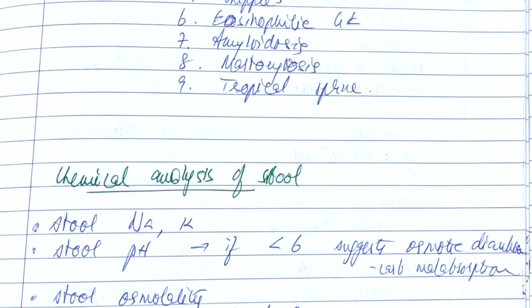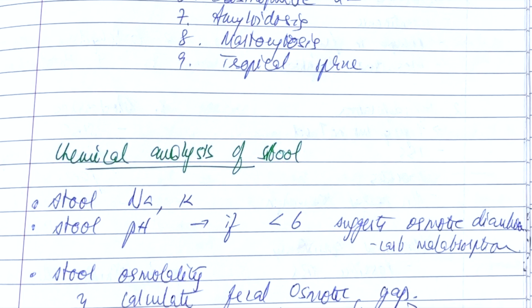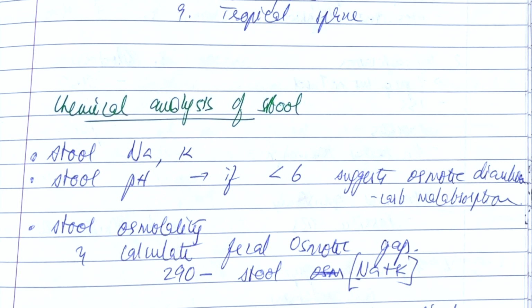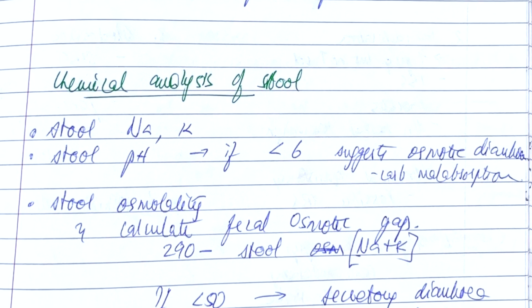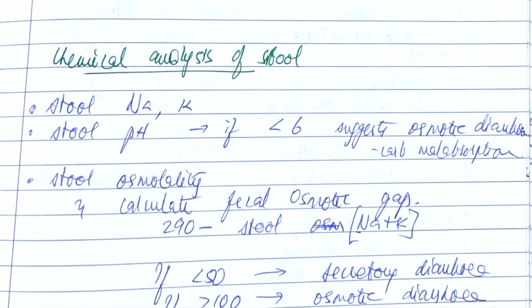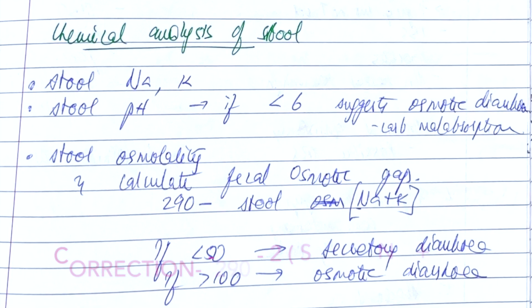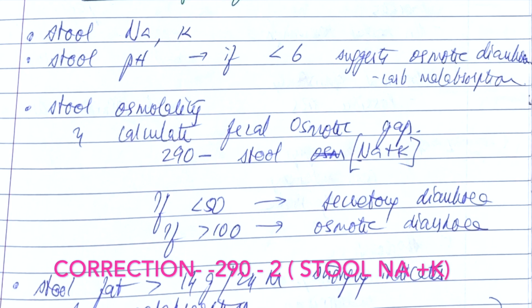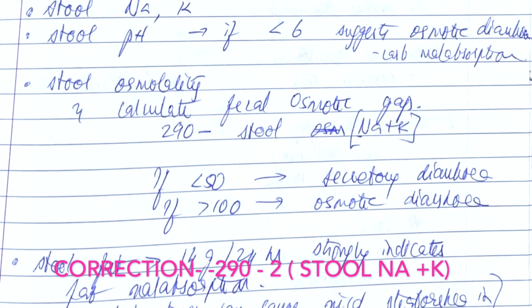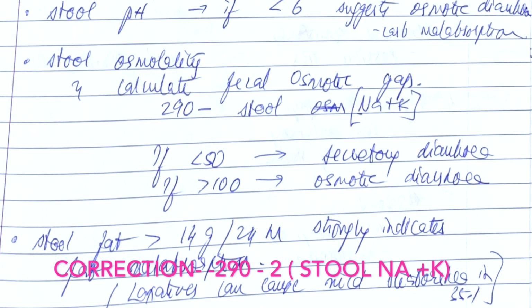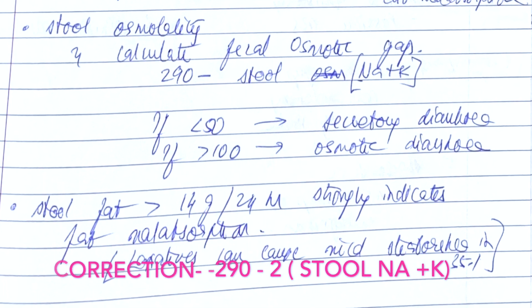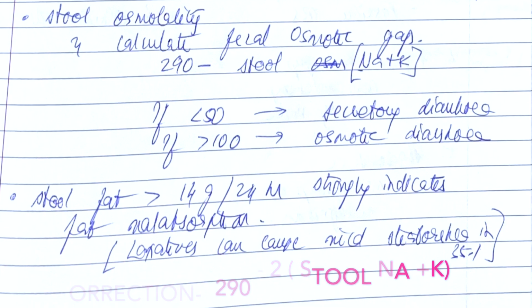Chemical analysis of the stool can be done in order to check for stool sodium and potassium, stool pH. If it's less than 6, it suggests osmotic diarrhea due to carbohydrate malabsorption. Stool osmolality can be checked, and then we calculate the fecal osmotic gap, which is 290 minus 2 times stool sodium plus potassium. If it's less than 50, it's a secretory diarrhea. If it's more than 100, it's osmotic diarrhea. If the stool fat is more than 14 grams in 24 hours, it strongly indicates fat malabsorption.